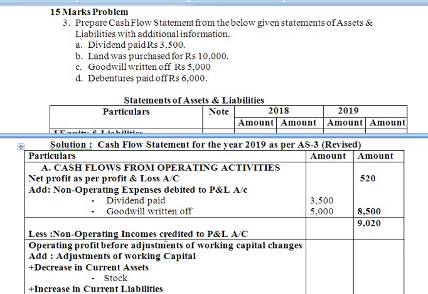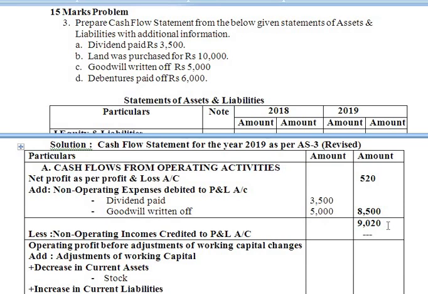Non-operating incomes credited to profit and loss account. Okay, so how non-operating expenses debited to profit and loss account, we have to add back in the profit. The same way, if we have taken any non-operating incomes in the credit side of profit and loss account, that we have to deduct. But in this problem there are no non-operating incomes given, so we can put a dash here. So 9,020 rupees is the operating profit before adjustments of working capital changes.